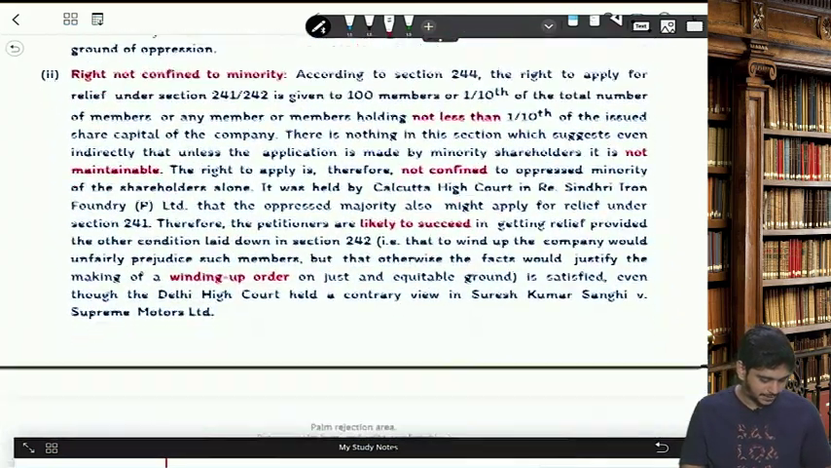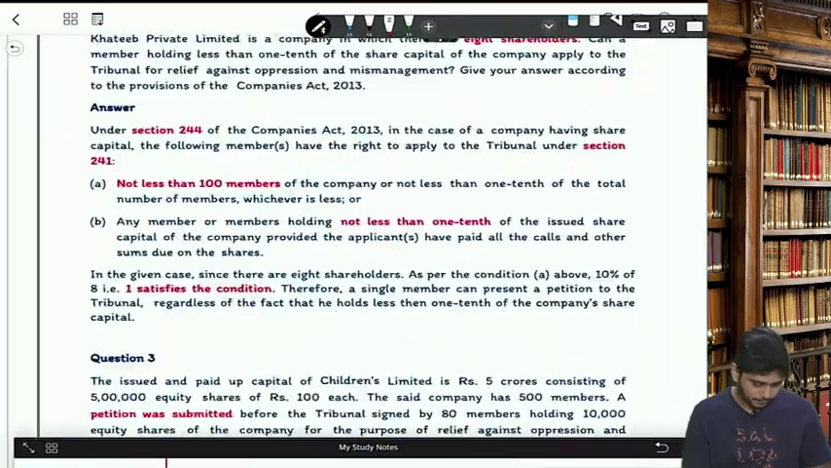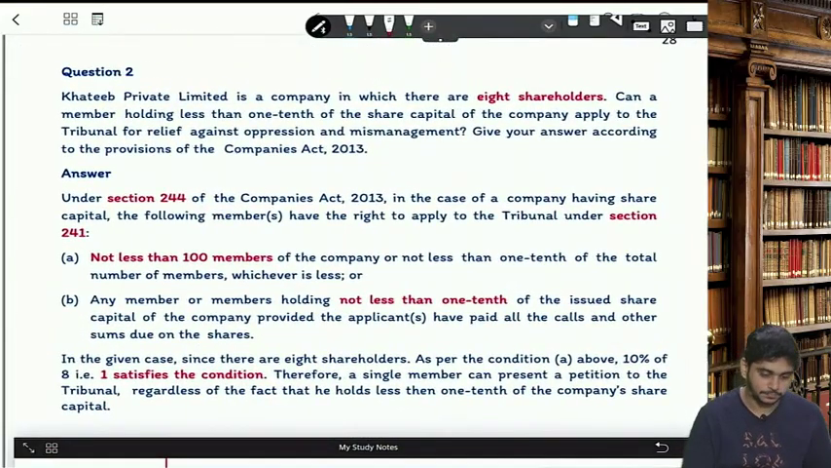Done. Next. Question 2. Khatib Private Limited is a company in which there are 8 shareholders. Can a member holding less than 1/10 of the share capital of the company apply to the tribunal for relief for oppression and mismanagement? Give your answers accordingly.